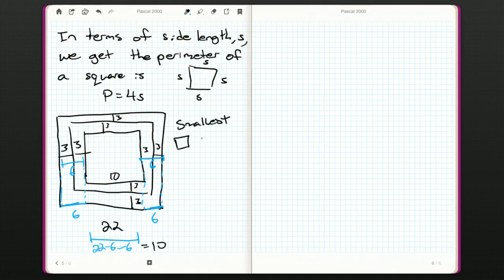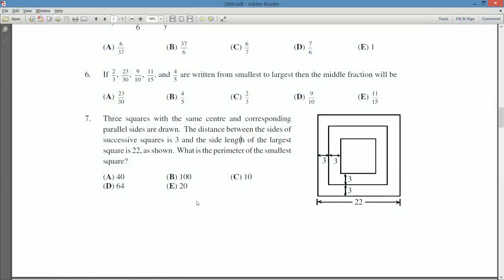So the smallest square has side length 10. Therefore, it has perimeter of 4 times 10, which is 40. So hopefully 40 is one of our answers.